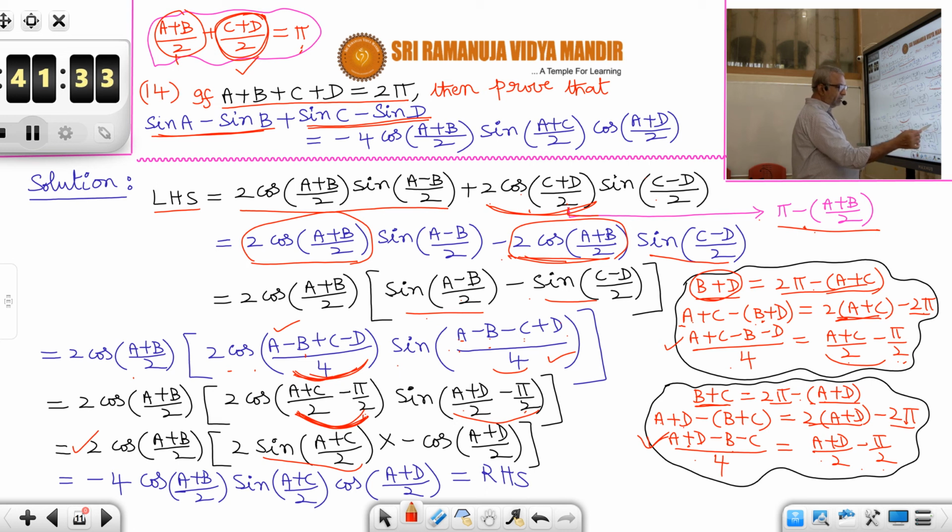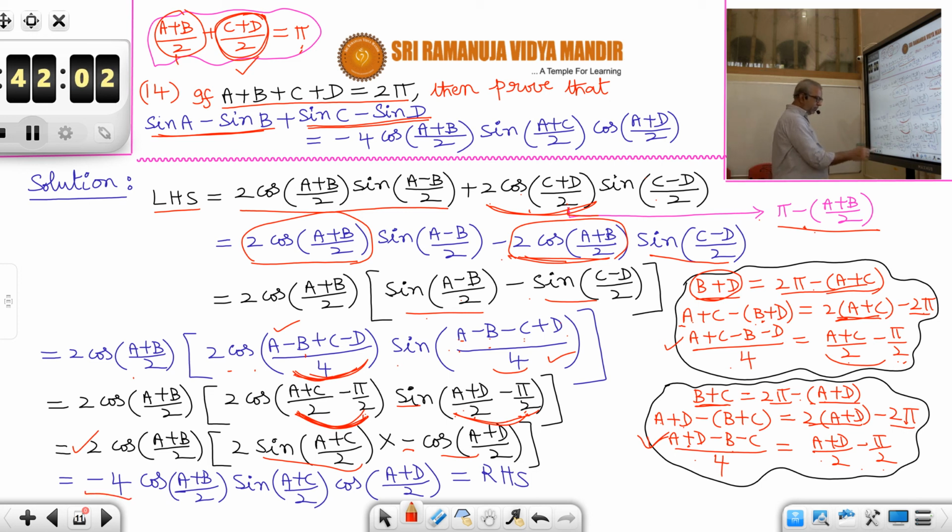Here, if you want to write the angle not as theta minus pi by 2 but as pi by 2 minus theta, then the minus will come out because this is sine. So that is why minus sine. Sine of 90 minus (a plus d) by 2, times cos (a plus c) by 2, so you will get a minus sign. That minus sign will come forward here.